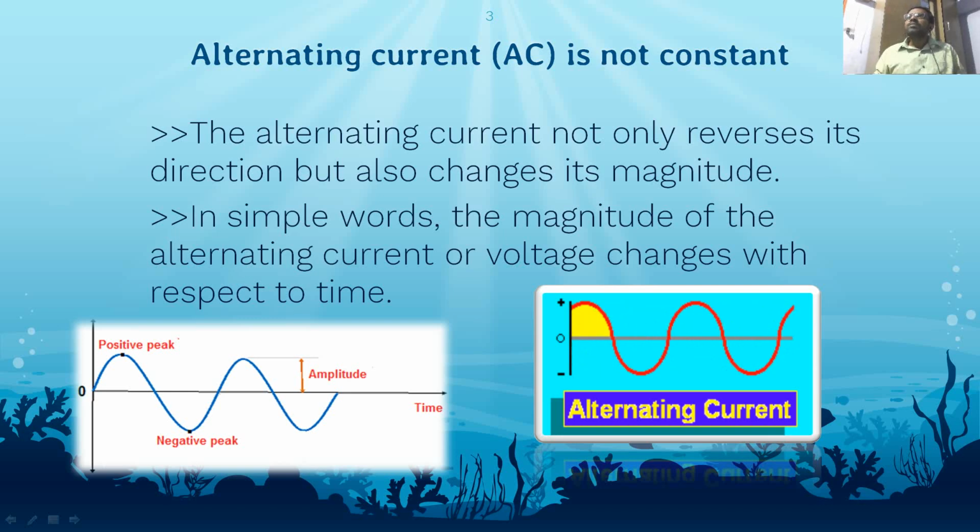Okay, so anyway, the cycles are not going to be constant, and the value of amplitude is also not going to be constant. That is why alternating current is not constant, it is changeable. Okay, it is changing with respect to time. So the magnitude of alternating current or voltage changes with respect to time. The current changes, voltage also changes according to Ohm's law, right?